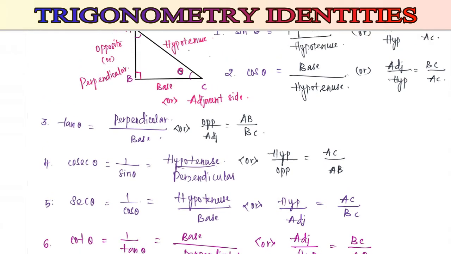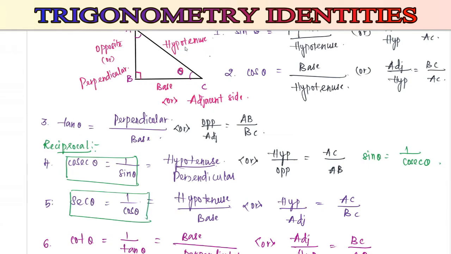Now I just want to explain the reciprocals. Cosecant theta is equal to 1 by sine theta. So sine theta is equal to 1 by cosecant theta also, we can write. Secant theta is equal to 1 by cos theta.